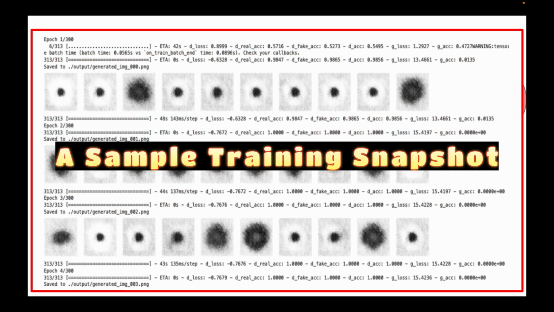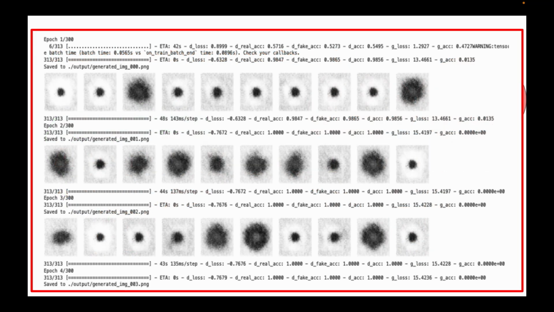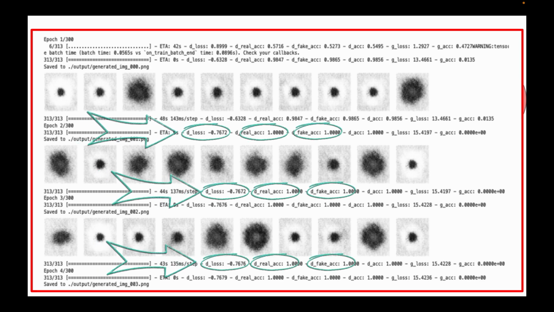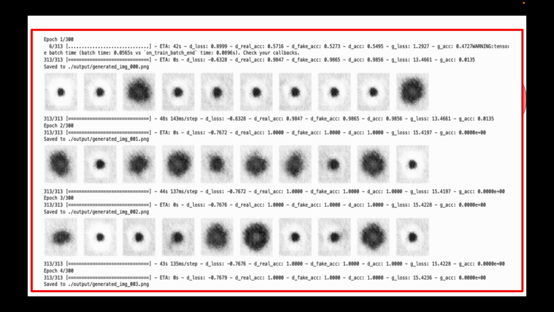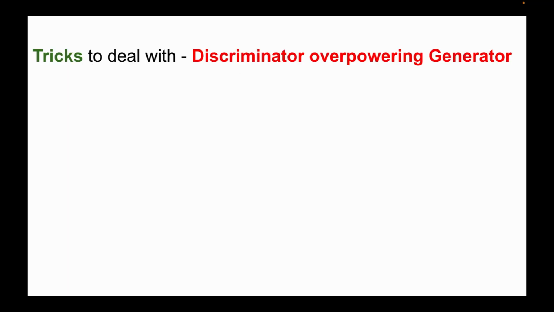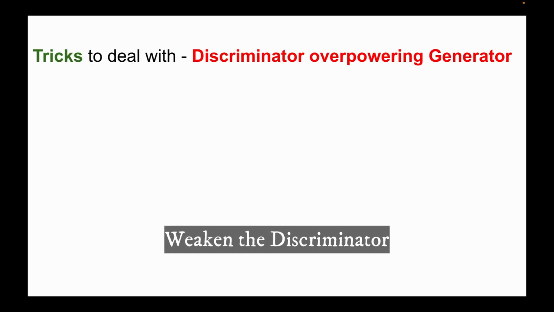Now this is a training snapshot which I have captured. In this worst case scenario, the discriminator perfectly learns to separate real images from the fake images, and the gradients vanish completely, leading to no training whatsoever. Now, if we want to solve this particular problem, then we need to weaken the discriminator.